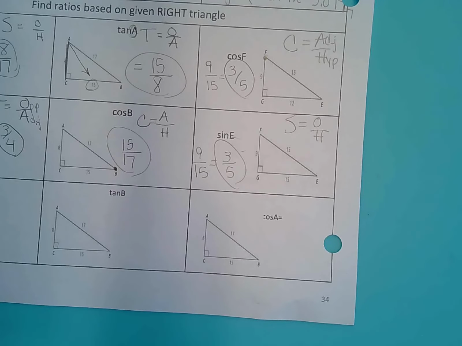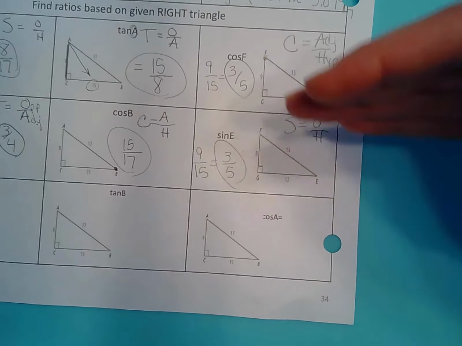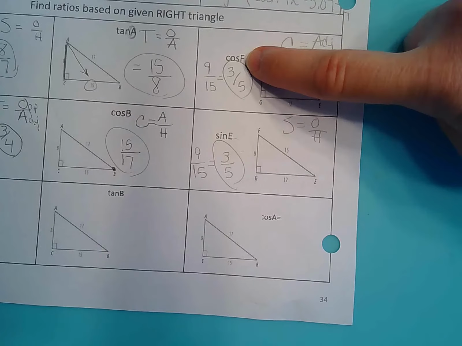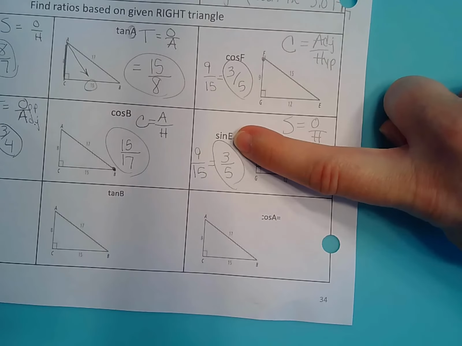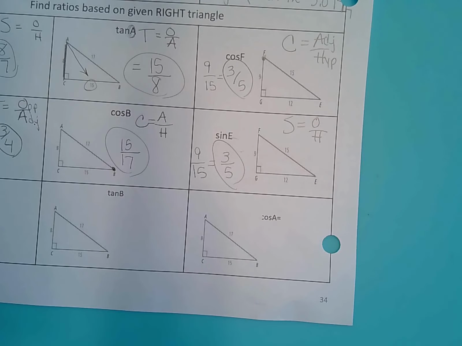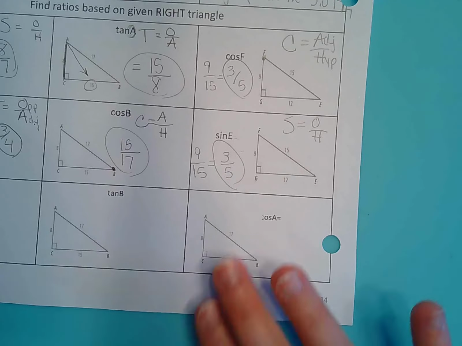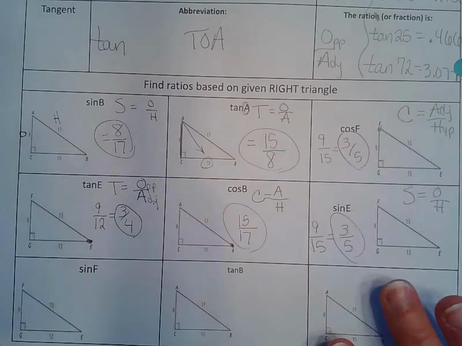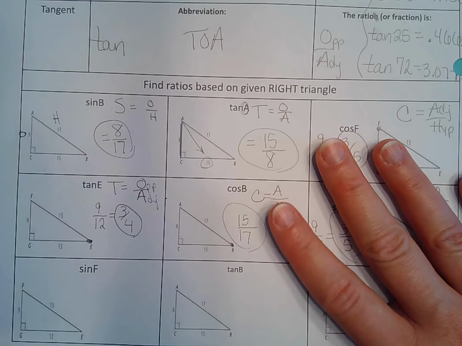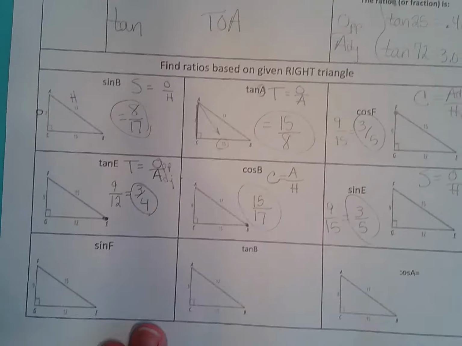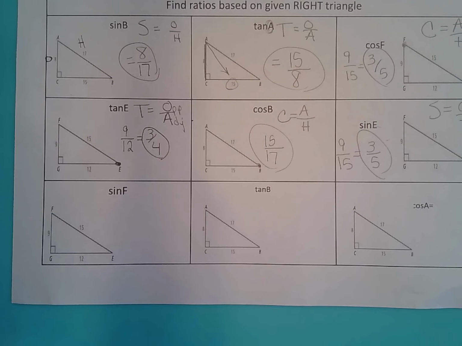Something important to note is that if you're dealing with the same triangle, cosine of one angle is the sine of another angle. So cosine and sine are kind of like, I don't want to say opposite of each other, but that's the same answer for a different angle. Notice, please, that I am not doing sine, cosine, or tangent of the 90-degree angle ever, because that won't really help us. All right, let's do sine of F.